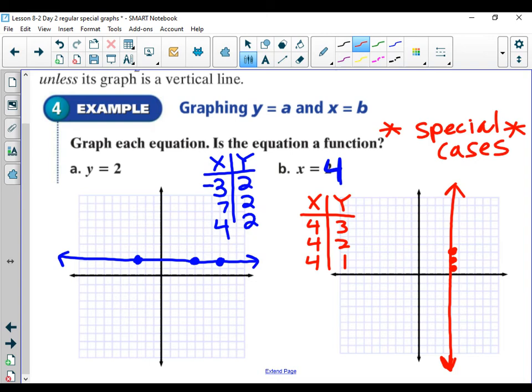Oh, does anybody rock climb? A lot of people like the steeper walls for rock climbing, like straight up and down.